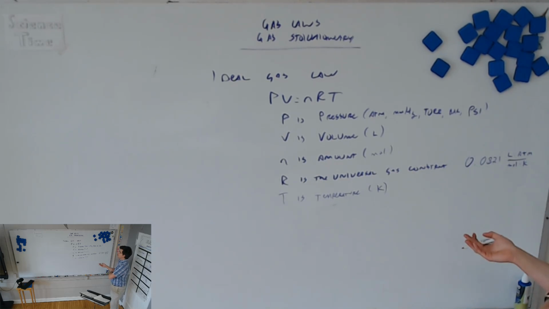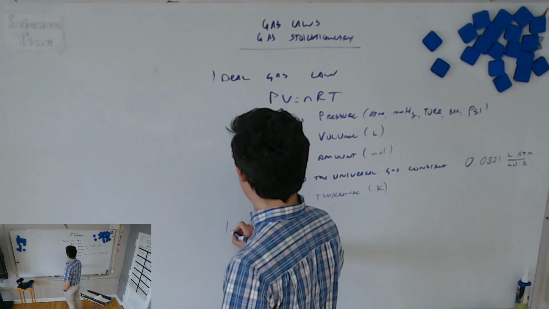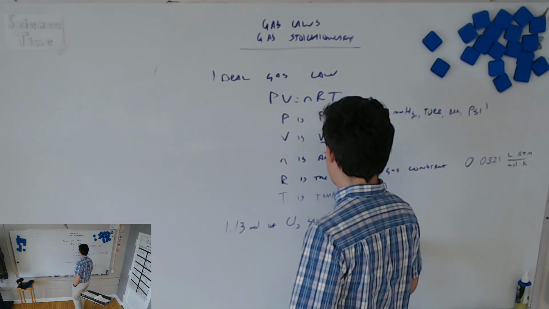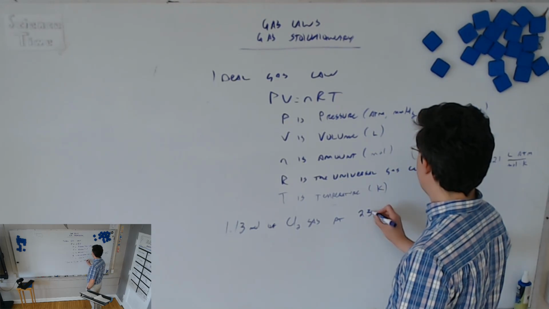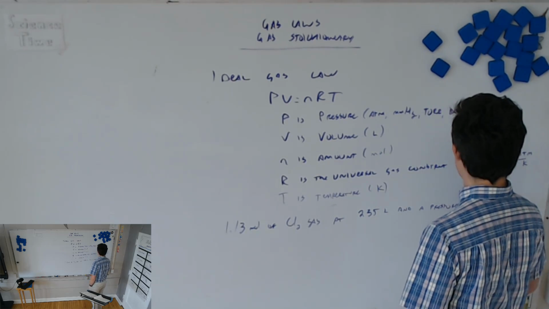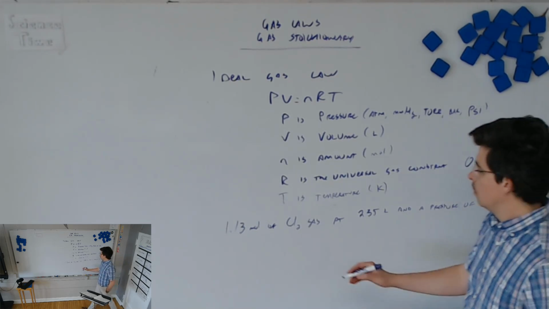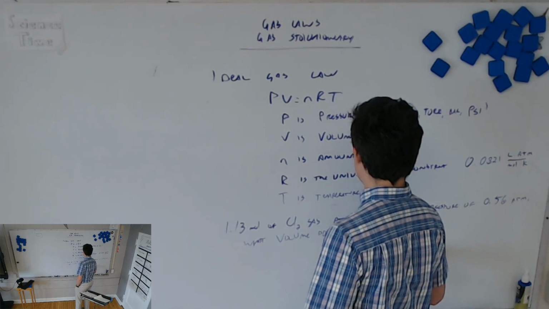So for instance, I might know the amount of something. Let's say I have 0.13 mole of chlorine gas at 235 Kelvin and a pressure of 0.56 atmospheres. What volume does it occupy?